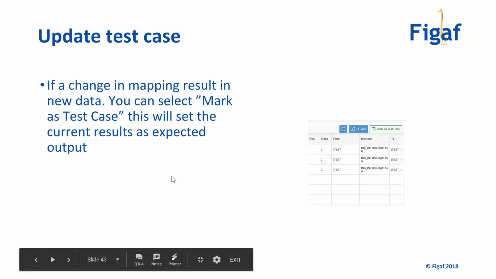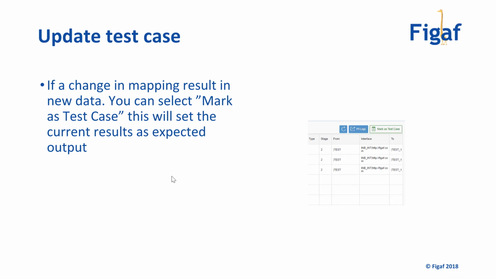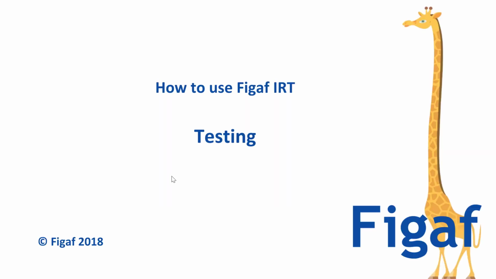And I guess maybe this is some testing. If you have a testing result, once you get to that one, you can mark it as a test case. This will then say, okay, this is our new test. We want to use this as our basis for testing future documents. The next module will be about testing and how you can test with these messages that you have collected.